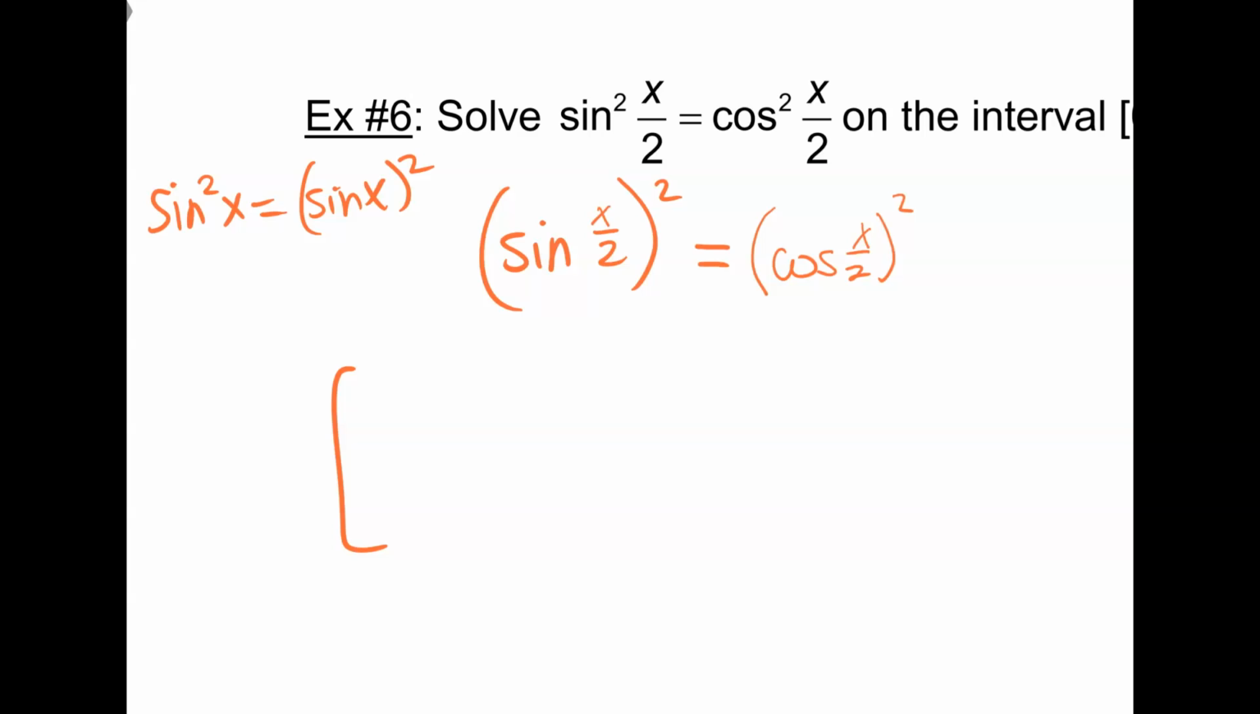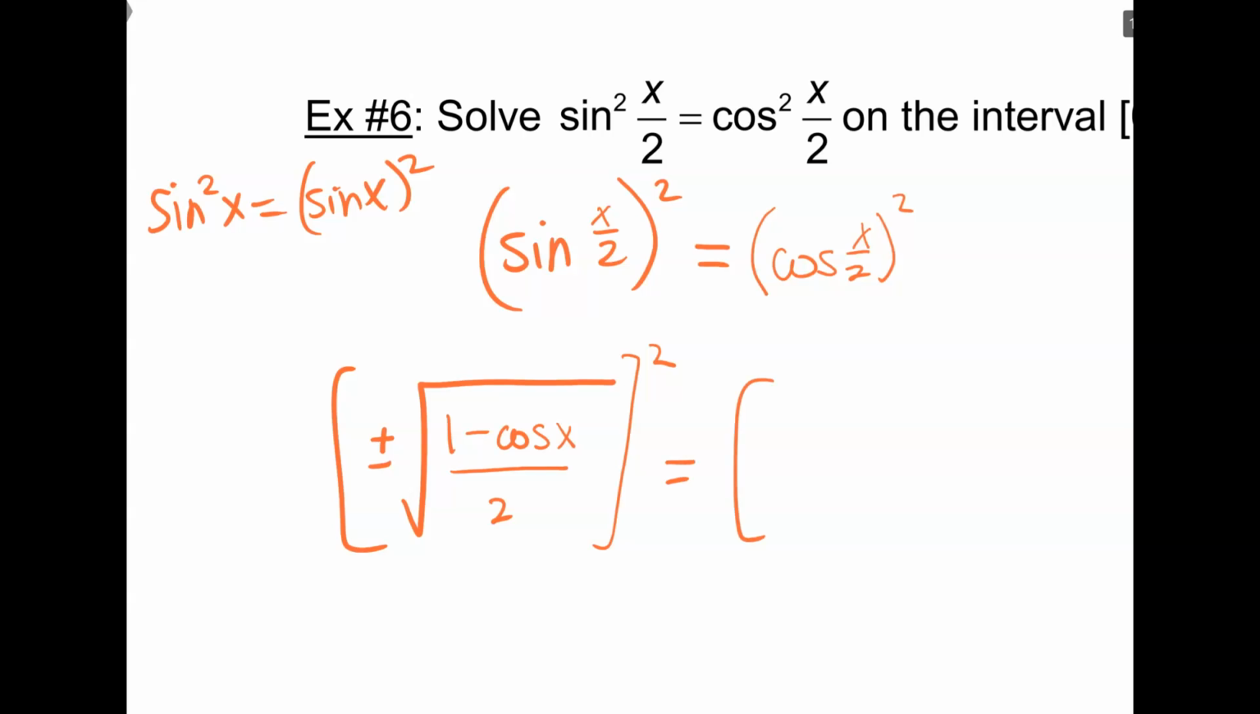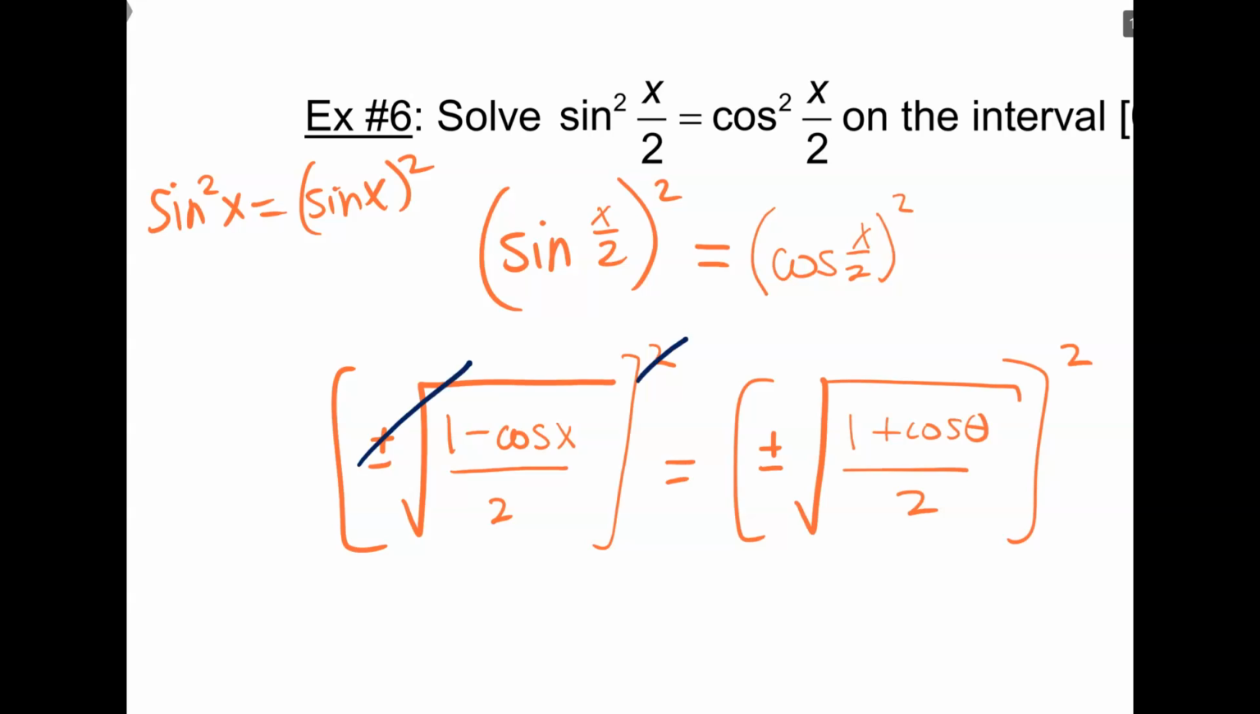So let me plug in with the half angle identity that's at the top. Sine of theta over 2 is going to be plus or minus the square root of 1 minus cosine of my angle, which is x, all over 2. And don't forget that this is squared. That's going to be equal to, if I use the cosine half angle identity, plus or minus the square root of 1 plus cosine of my angle all over 2. And this is squared as well. The square and the square root cancel out.